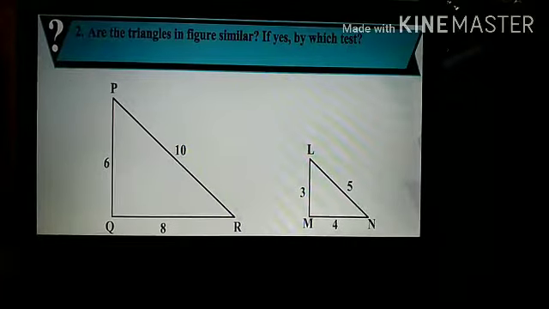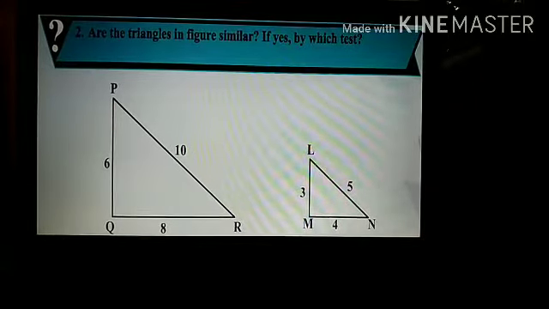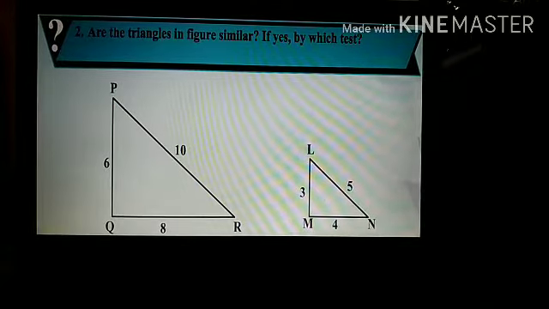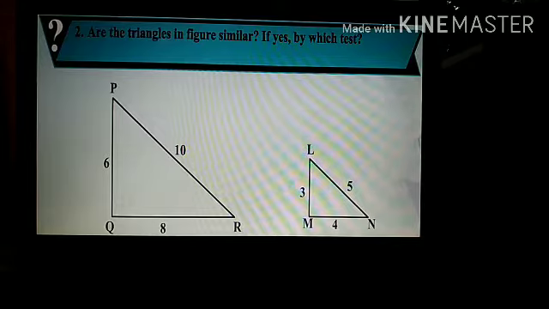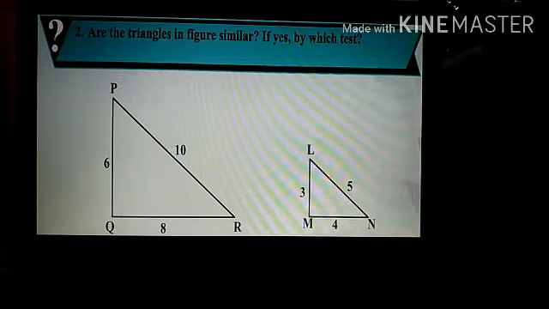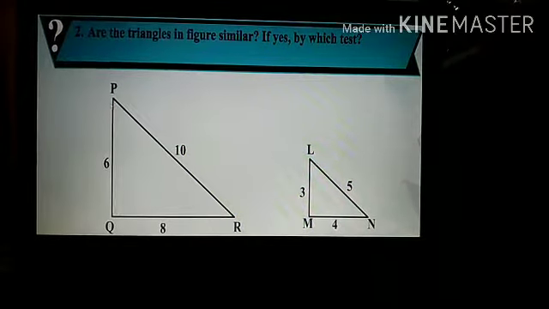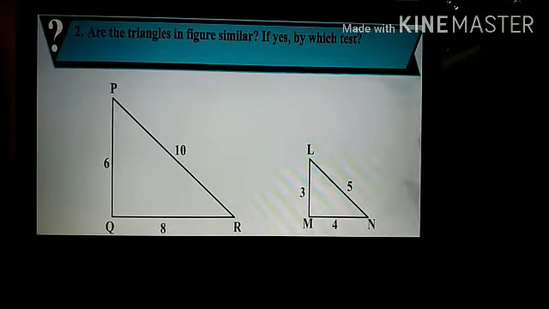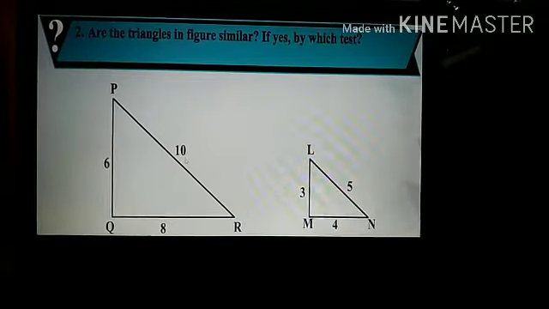Let us see an example to understand the SSS test of similarity more elaborately. The question is, are the triangles in the figure similar? If yes, by which test? So when we observe the two given figures, we have triangle PQR, where PQ is 6 units, QR is 8 units and PR is 10 units.